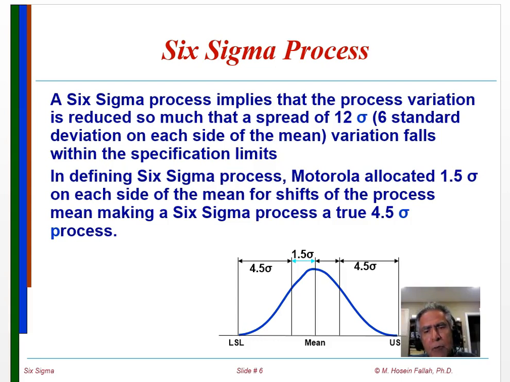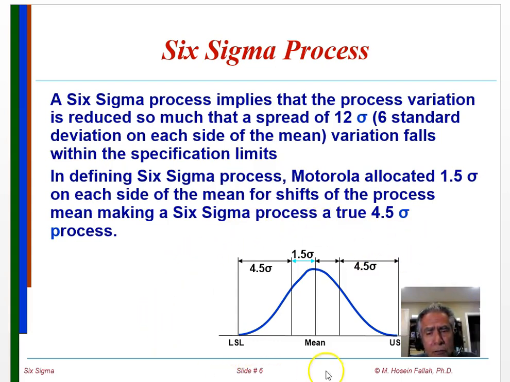In defining the Six Sigma process, however, Motorola allocated 1.5 sigma on each side of the mean for a long-term shift in the mean of the process. Remember, this was developed in a manufacturing environment where, over time, the mean value of the process could shift with machinery and equipment, so they made an allowance of 1.5 on each side of the mean for that before tackling the variation. And so a Six Sigma process is actually a true 4.5 sigma process.